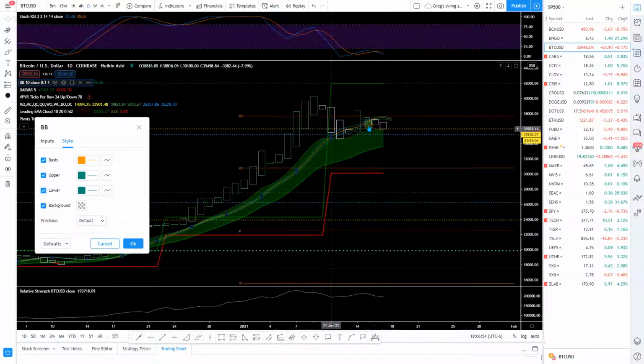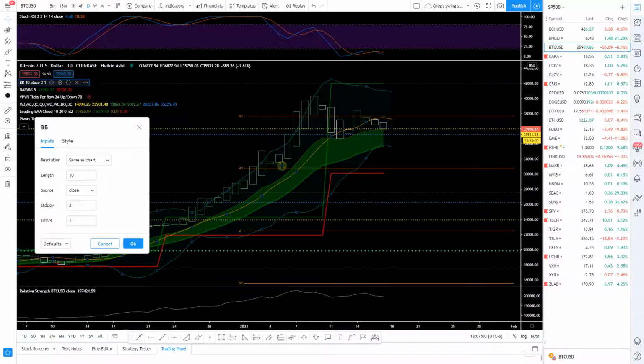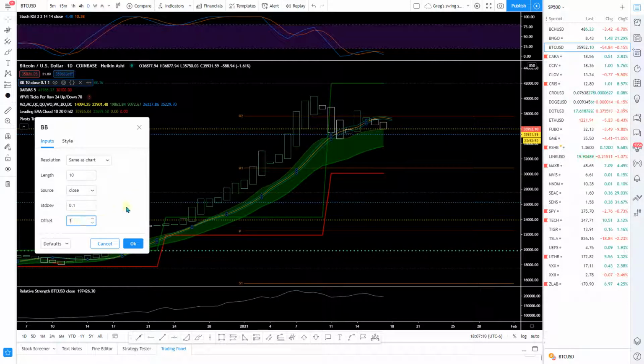The main reason is he drops it down as far as a standard deviation. Usually you use like a 2, something like that, so you can get an idea of overbought and oversold, but I don't really care about that. So he uses a 0.1 standard deviation and then a 1 offset. I do like the 1 offset, but you don't even really need to do that.